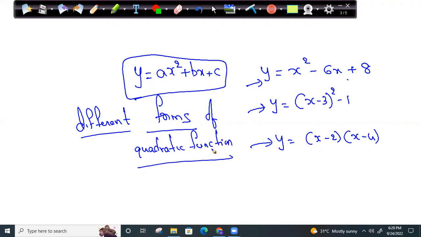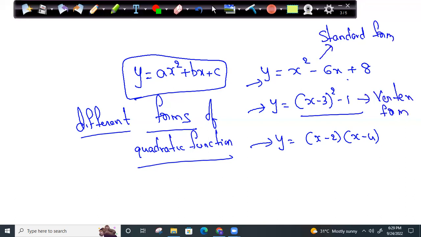So now y is equal to x square minus 6x plus 8 is called the standard form. (x minus 3) whole square minus 1 is called the vertex form. (x minus 2) into (x minus 4) is called the x-intercept form. Okay, these are the three forms that we have.